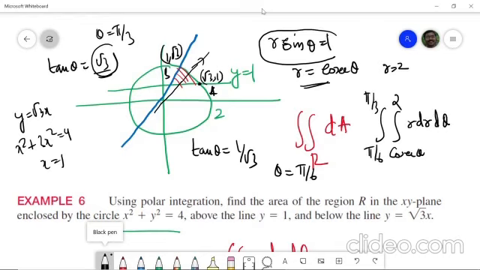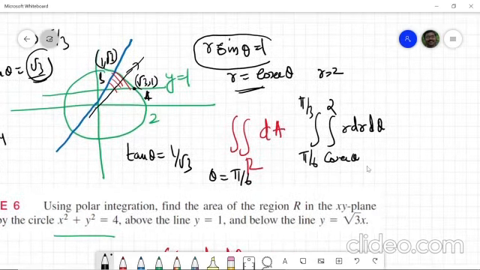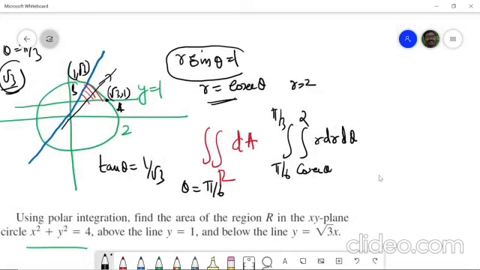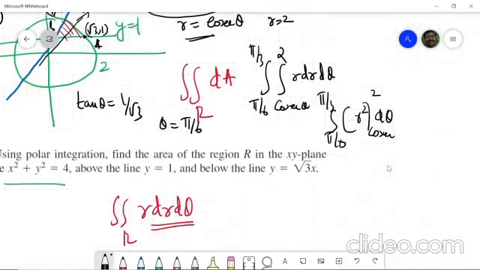Now I hope you understand how you got the limits here. Now you just check it out. So what will be the thing here? If you integrate this, it is the integral from pi by 6 to pi by 3 of r square d theta in the limits cosec theta to 2. So it is actually the integral from pi by 6 to pi by 3 of 4 minus cosec square theta d theta.